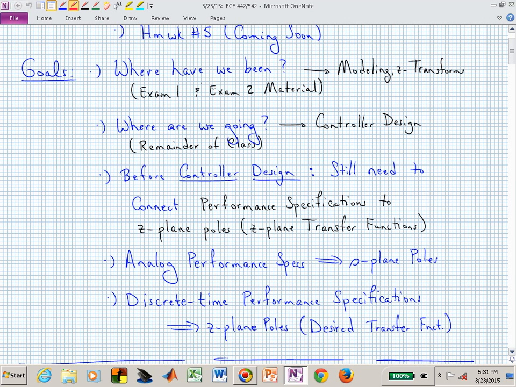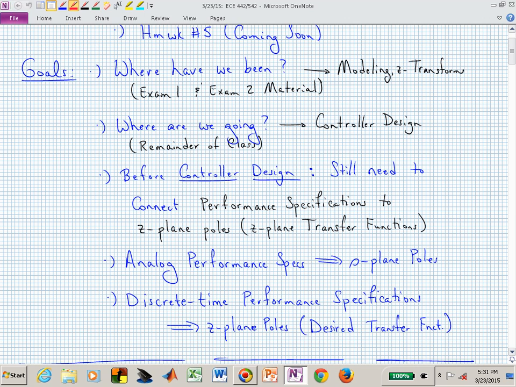But before we can get into controller design, we actually still need to figure out what we want to accomplish with our controller. What do we want our end target to look like? And that target is what I'm calling performance specifications. And we'll say, what are some ideal performance specifications or poles in the Z-plane that we would like our closed loop system to look like or to achieve? That's given to us by our performance specifications.